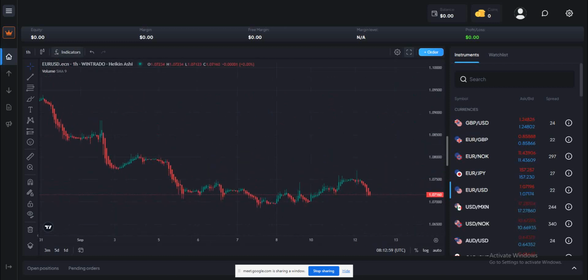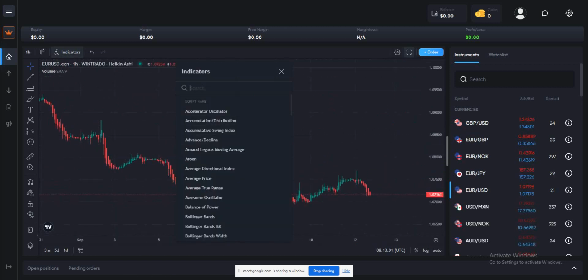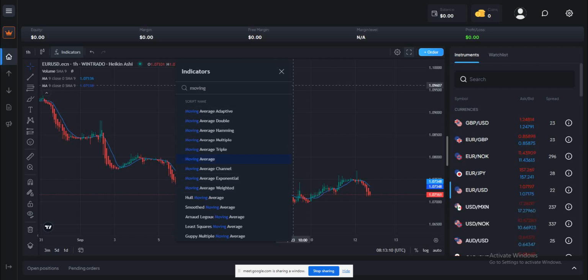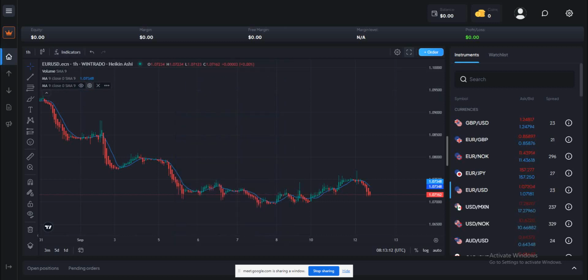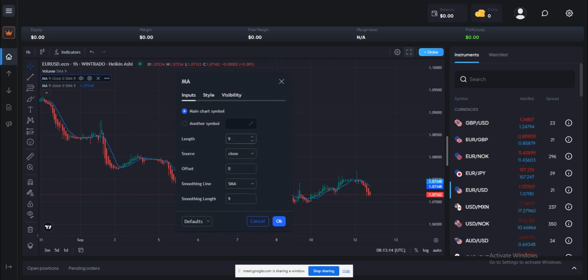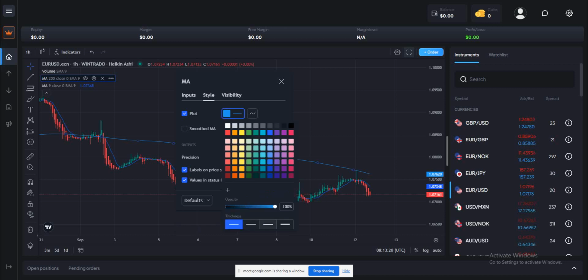Now let's go and put some indicators on. We're gonna use the moving average. Let's go with the moving average, which is a simple one. Double click means that I put it two times. We're gonna use the first one. We're gonna change the length because it's gonna go to 200. The style will be a little bit thicker, so you can identify it easier.